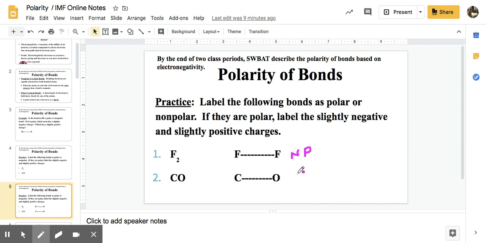Now here, they're different. C and O are different, so that means it's polar. So then you look at your periodic table and figure out which one is more electronegative, carbon or oxygen. Because the periodic trend for electronegativity is that it goes up as you go from left to right, because oxygen is further to the right, it's going to be more electronegative. So they're going to make oxygen the slightly negative and carbon the slightly positive. Okay, and that's that.